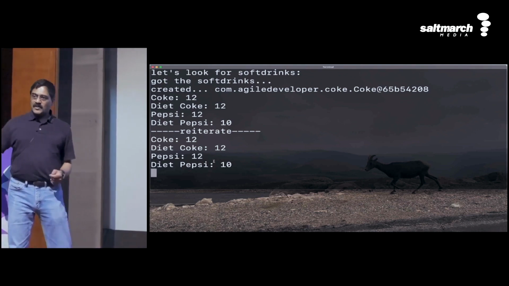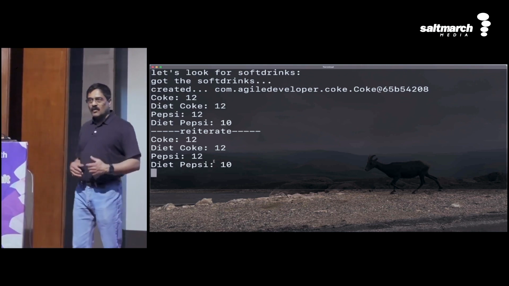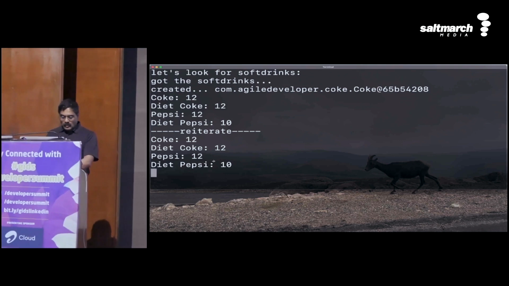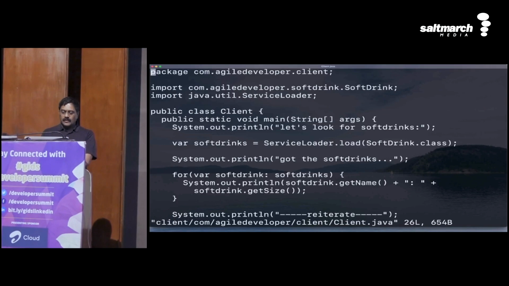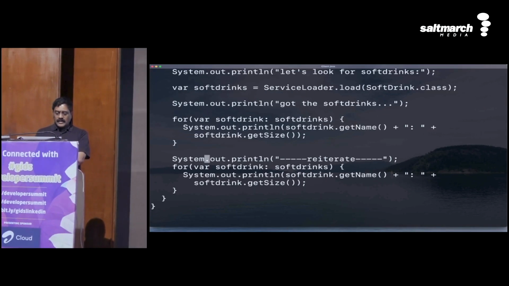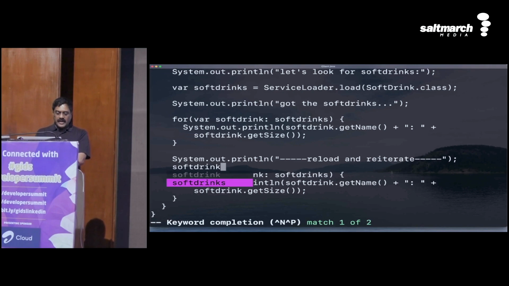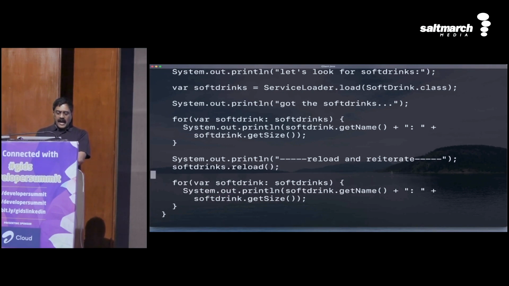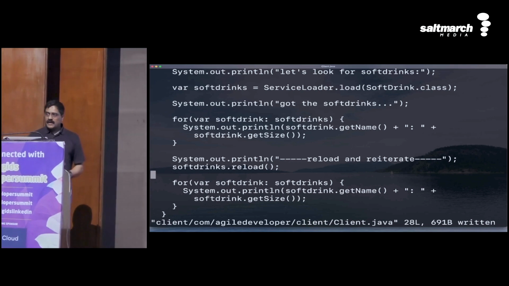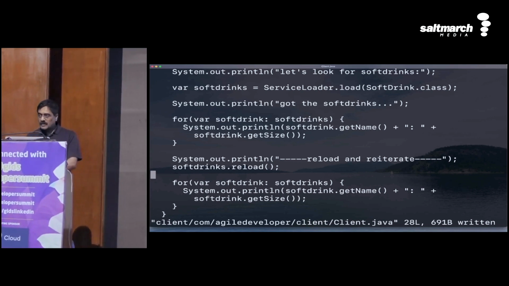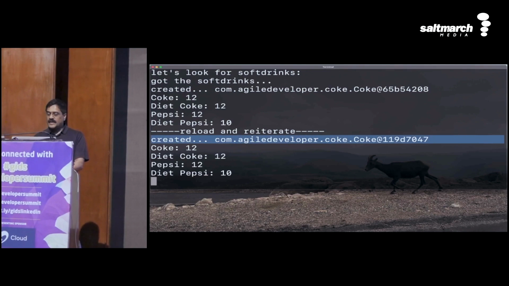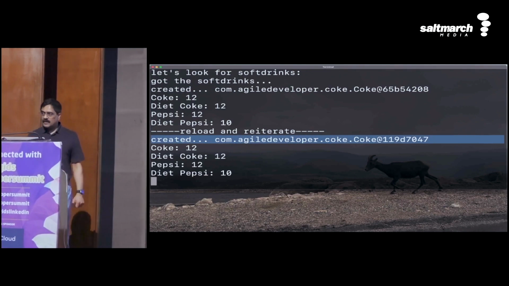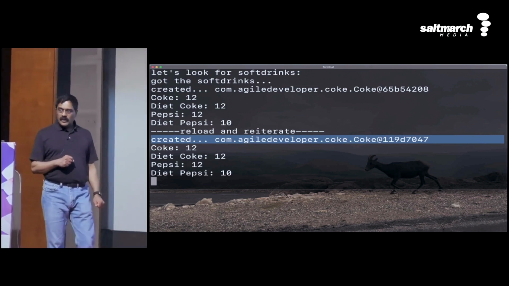But what if there are more objects? What if I don't want to use that object? What if I want to get a fresh object? What do we do about all of those things? Well, you can go back to your client code, and rather than just reiterating, you could say reload and reiterate. So you can say soft drink start reload, and you can ask it to reload for you. So you're saying dump my cache and bring up the objects again as I need them. So now you can see it created the object first and it's creating the object again, right? So that's a reload option where you can reload it. So far, so good.